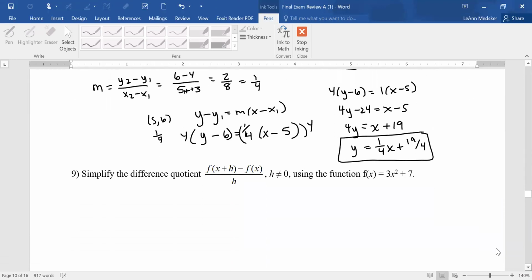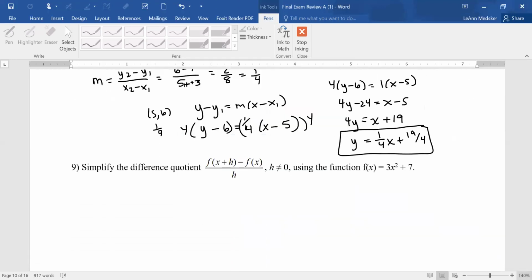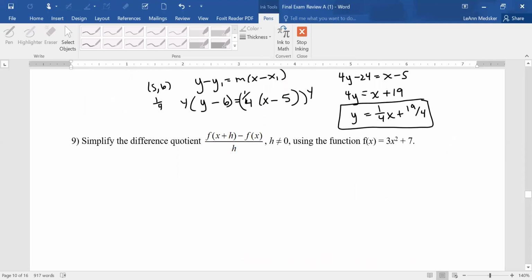All right, number 9 is the difference quotient. We are looking at using this formula to evaluate, essentially this is still slope in disguise, but we're calling it f of x is the y value for an x coordinate, and f of x plus h is the y value for an x coordinate that is h more than the original. So we just need to work out the f of x plus h and the negative f of x to put them in our numerator.